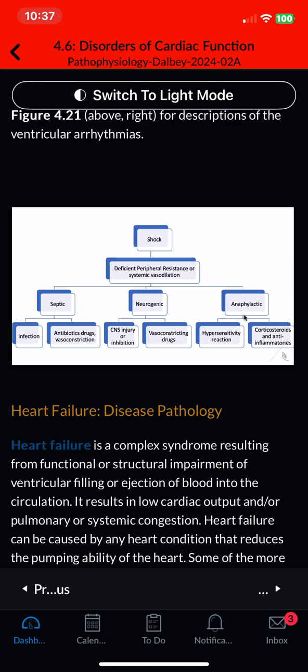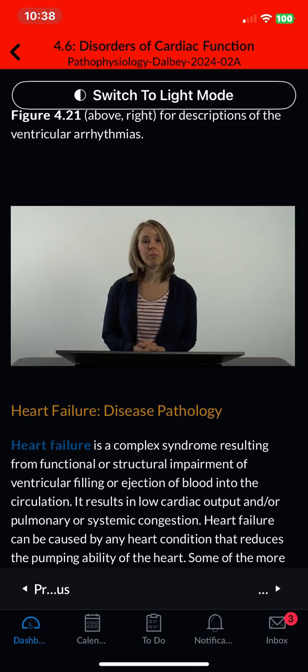Anaphylactic shock is one that we have talked about in our immune module. Anaphylactic shock is triggered by an immunoglobulin E hypersensitivity reaction. The inflammatory response triggers massive vasodilation. It decreases resistance and blood pressure. So the clinical manifestations are related to the anaphylaxis. So skin flushing, hives, airway obstruction. We can give corticosteroids and anti-inflammatories to try to decrease the inflammatory response.